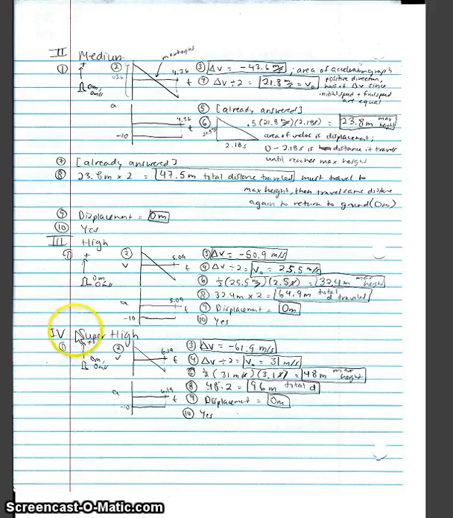And for the super high rocket, I have these two graphs. For number 3, the change in velocity will be negative 61.9 meters per second. For 4, I have an initial velocity of 31 meters per second. For 6, I have 48 meters for maximum height. For 8, I have 96 meters total distance traveled. I have 0 meters for displacement.